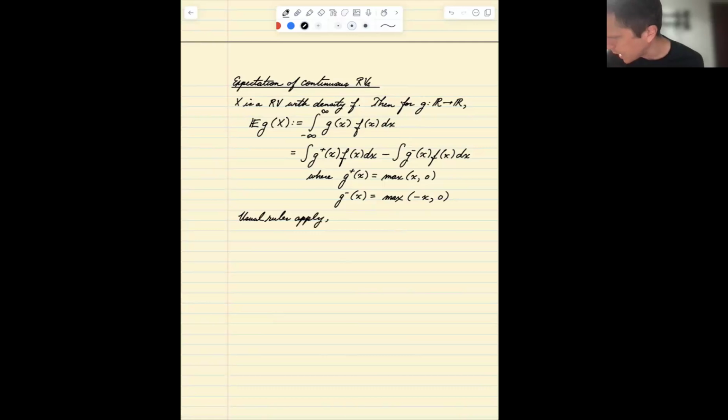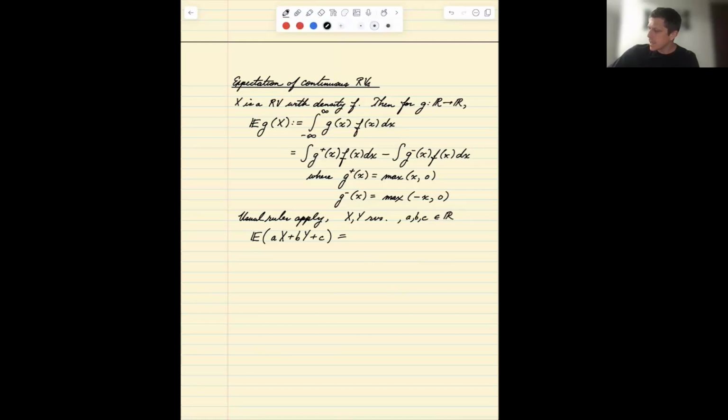So the usual rules apply. What do I mean by that? If we have two random variables, X and Y, and real numbers a and b, then we have linearity of expectation. So the expectation of aX plus bY plus c, where c is an extra constant, is a times the expectation of X plus b times the expectation of Y plus c.